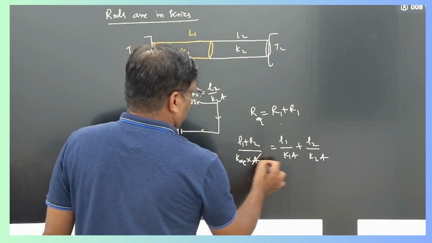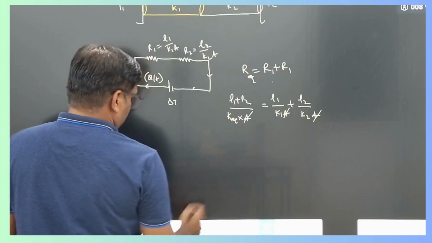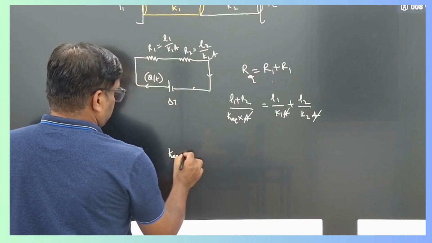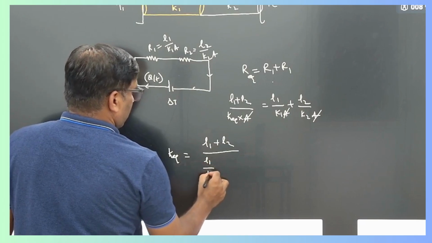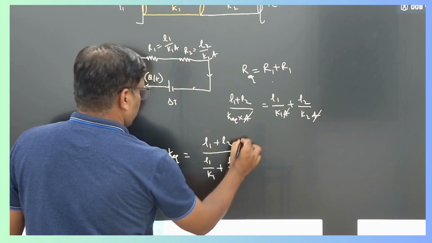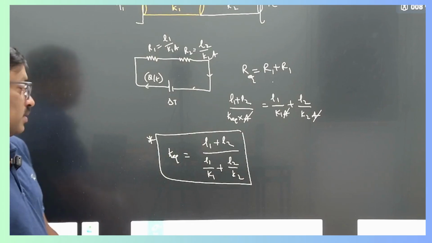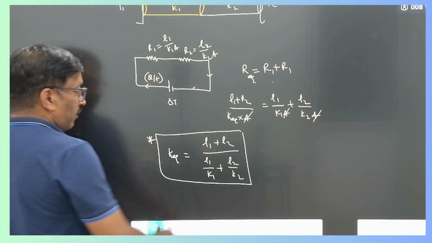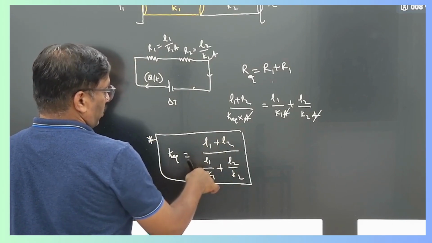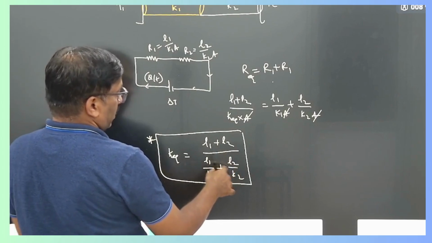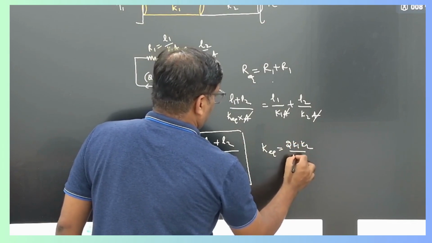Now this A can be taken common and cancelled here. So what can you write for K equivalent? K equivalent is L1 plus L2 by L1 by K1 plus L2 by K2. You can rewrite it like this when the rods are connected in series. If the lengths are also the same, what can you write? 2L. So L is taken common, K1 plus K2 by... K equivalent will be equal to 2K1K2 by K1 plus K2.